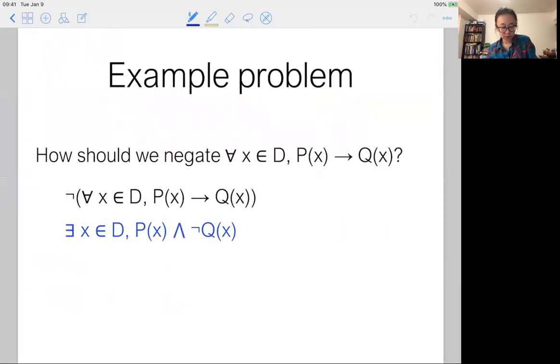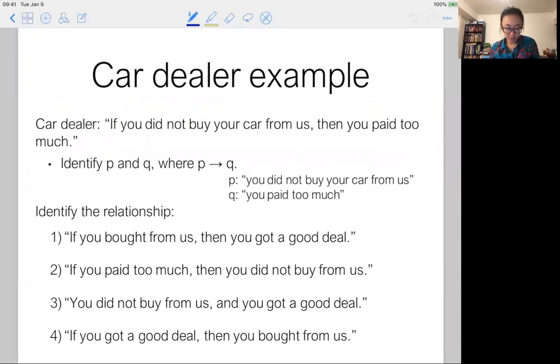Again, this is a solution typed in. So now let's go over a few definitions. There's a car dealership, and then there are multiple statements. The car dealer says, if you did not buy your car from us, then you paid too much. The first thing to do is to translate the English into variables.